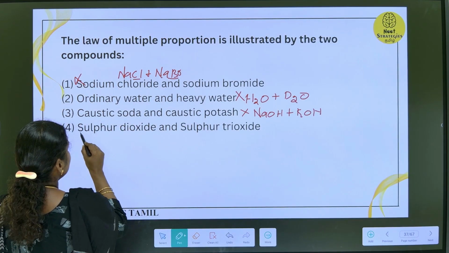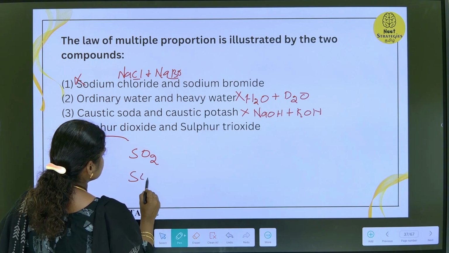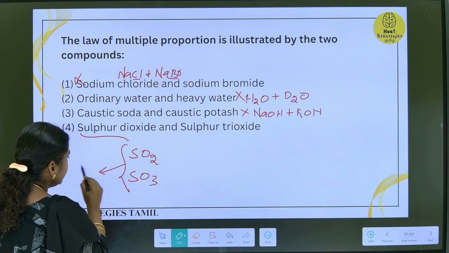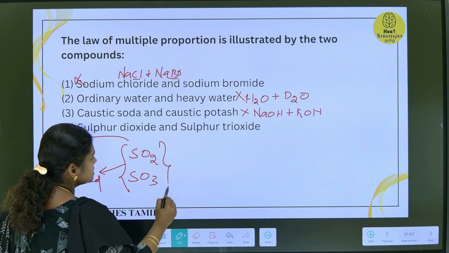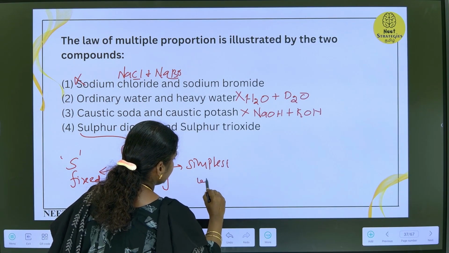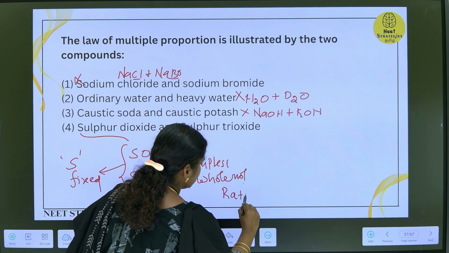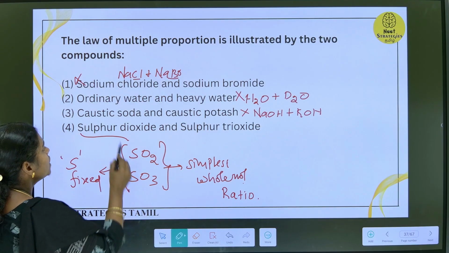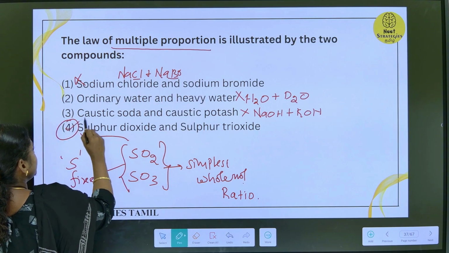Then sulfur dioxide and sulfur trioxide. Here sulfur is the fixed one, and oxygen is in the simplest whole number ratio. Sulfur is fixed, oxygen is in the simplest whole number ratio. So this is applicable to the law of multiple proportion. Option 4 will be the correct answer.